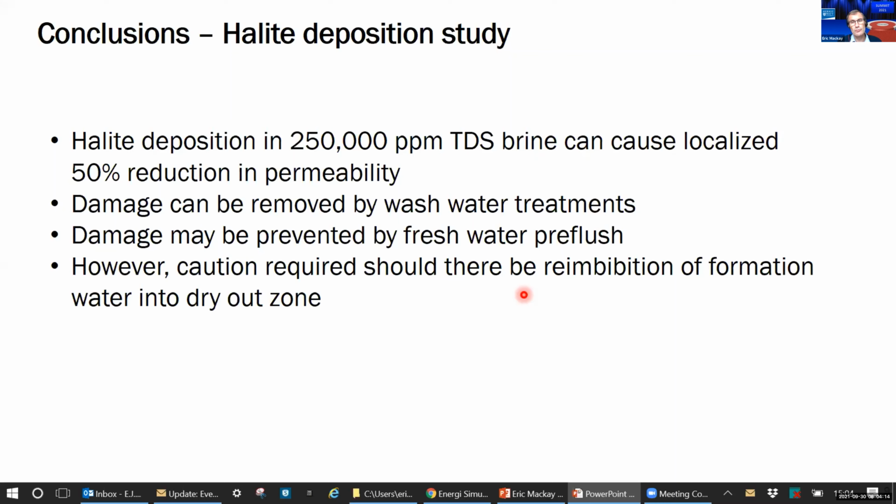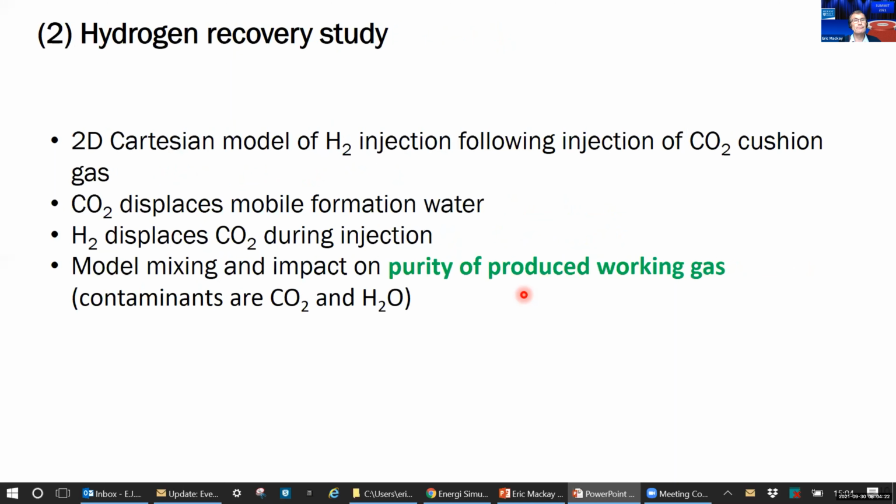However, caution will always be needed in terms of the potential for re-imbibition of formation water into the dry out zone, especially if the flow rate should happen to vary.